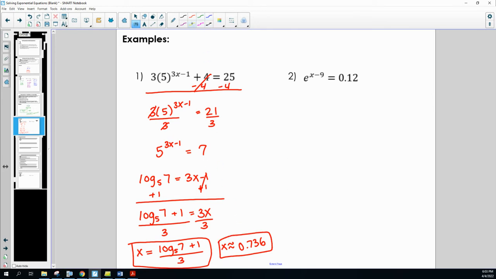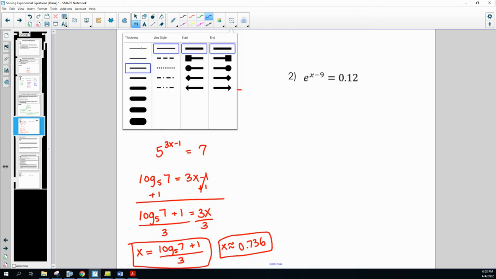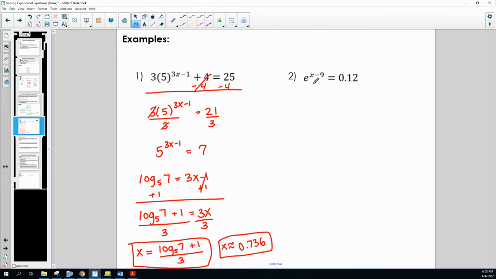Okay, and then in number 2 over here, we notice that we do have an e here. So the base to the exponent's already isolated, so that's good. If I go to change forms, I'm just going to put this up here first because we're not going to actually use this. The base is e, so log base e of 0.12 equals x minus 9. But we don't write log base e. Log base e is the same thing as the natural log. So what I'm going to do here is just say ln of 0.12 is equal to x minus 9.